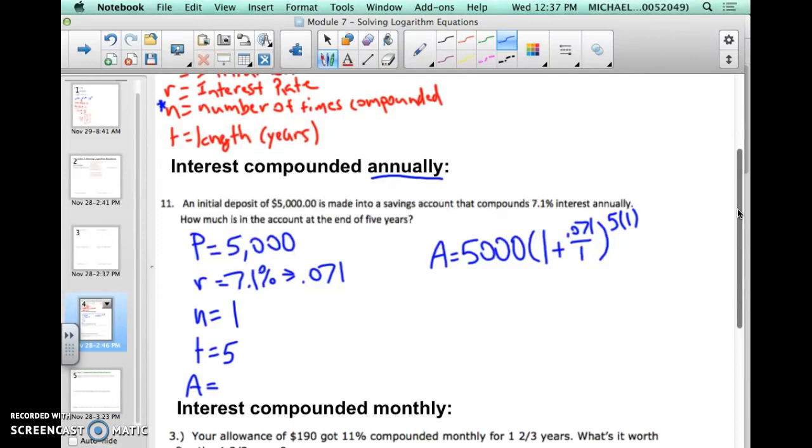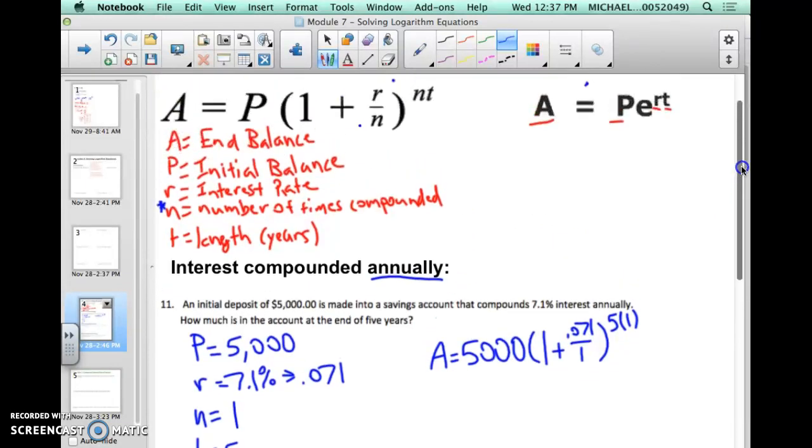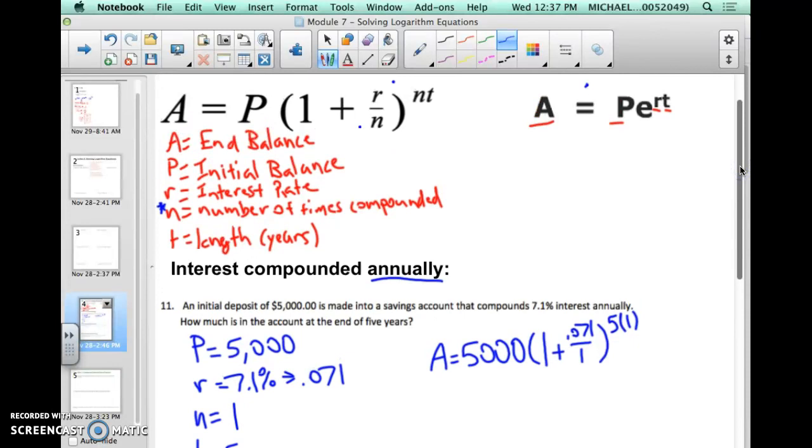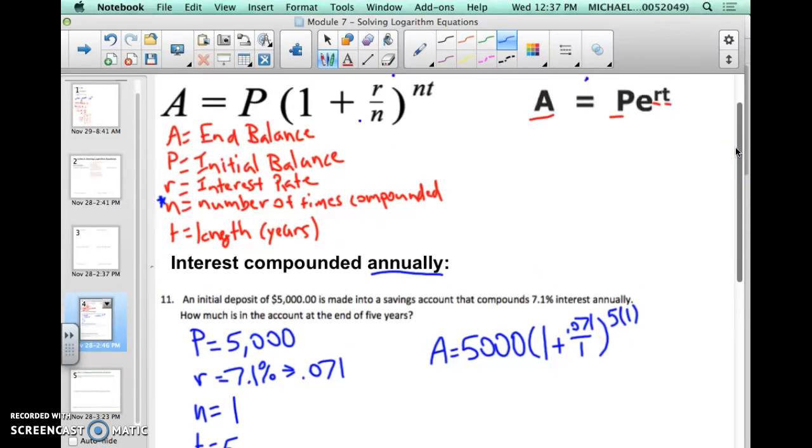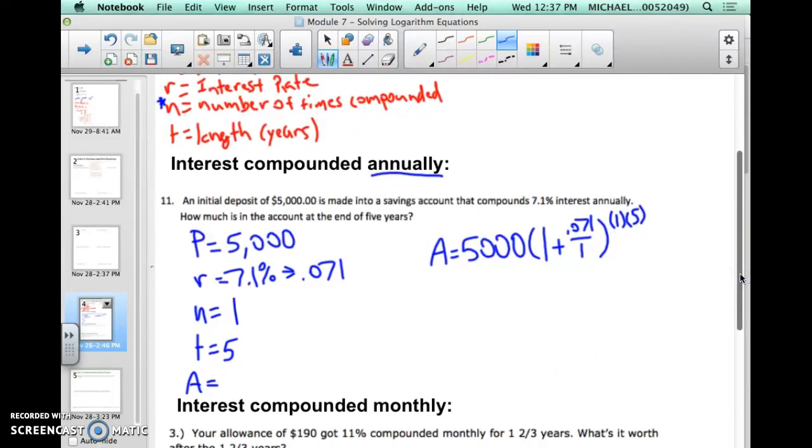You could put 5 parenthesis 1, or you could put 5 times 1 in your calculator. It doesn't matter. NT, I did TN, same thing. Multiplication is commutative. N is 1, T is 5. Once I've discovered every piece of what the variable is in the problem and I've input it into the formula, then all I have to do is simply put that into my calculator exactly like you see it. So I'm going to take a calculator. I'm going to type 5,000 parenthesis 1 plus.